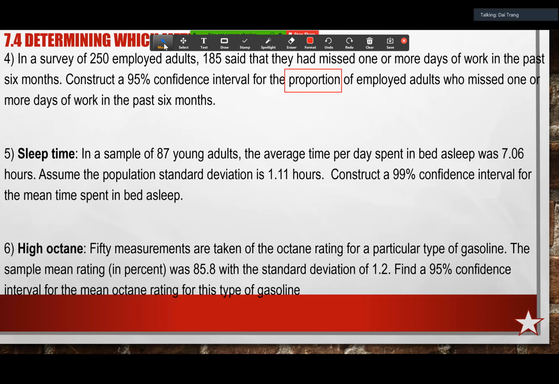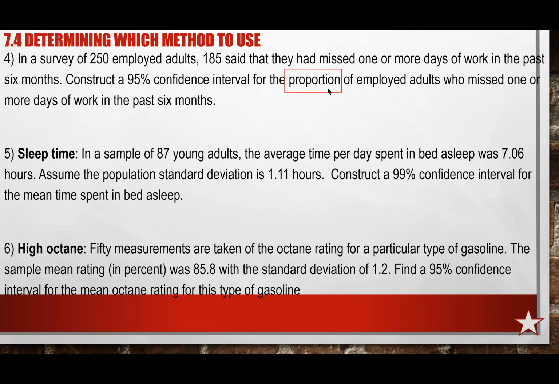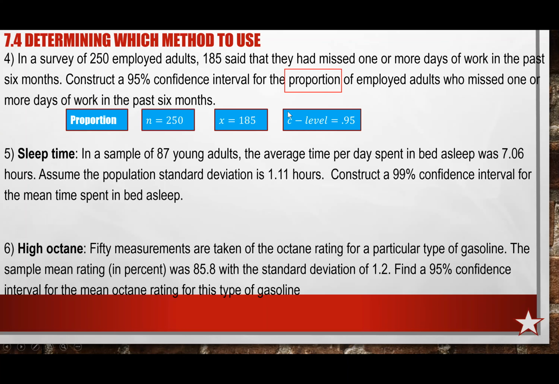So looking at this for proportion, we know that we need the n, which is the total number of people that we have, which is 250. What is the x that we have, which is 185. And then from there, what is our confidence level, which in this case is 0.95. And again, you will see that they will ask you a lot about 0.95.